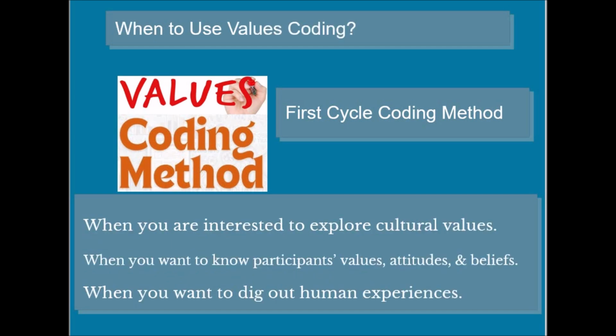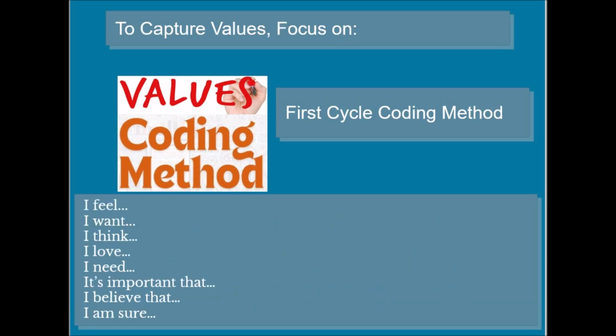When to use values coding? When you are interested to explore cultural values, when you want to know participants' values, attitudes, and beliefs, when you want to dig out human experiences. To capture values in values coding, focus on statements starting with I feel, I want, I think, I love, I need, it's important that, I believe that, I am sure that, and similar sentence structures.